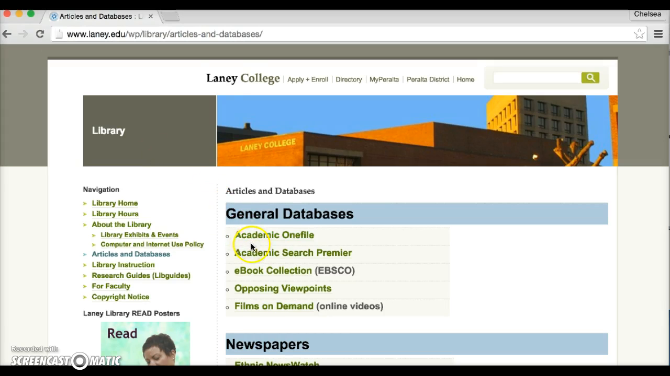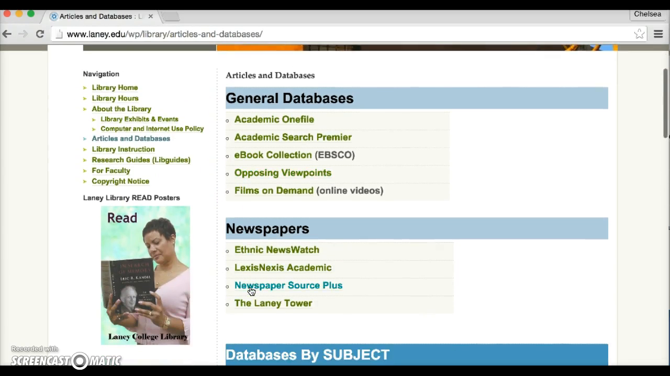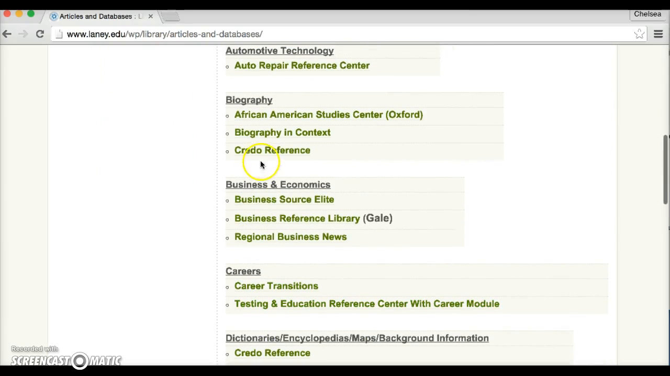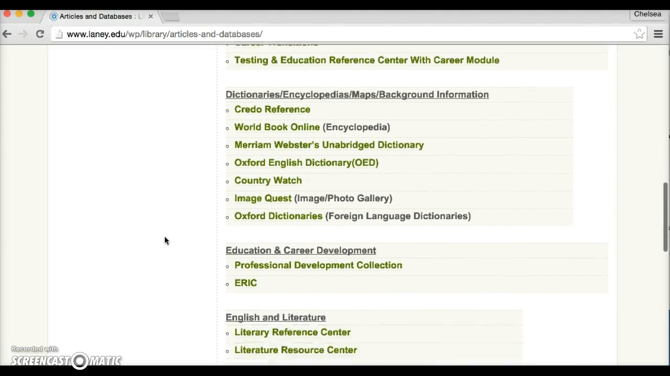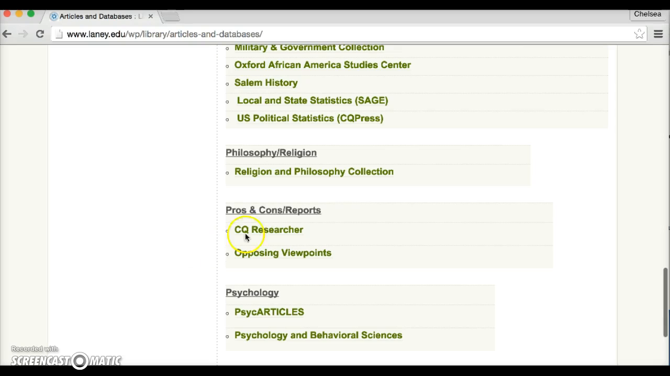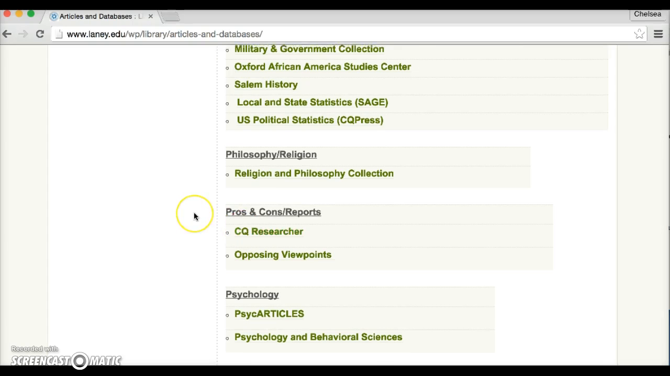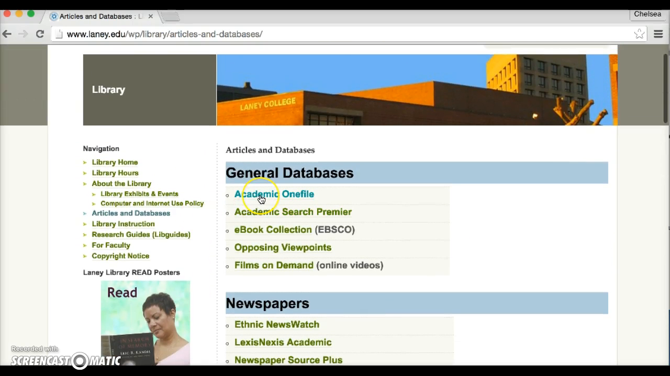He recommended Academic OneFile, he recommended Opposing Viewpoints, and I believe he talked about Credo Reference. Is that right? Let's see. Oh, I think it was CQ Researcher. So these two, Opposing Viewpoints, CQ Researcher, and Academic OneFile. You can use this one too. You can use a film. Actually, no, not a film for this specific assignment, but for your research paper when you are writing on your own topic, you can use a film.